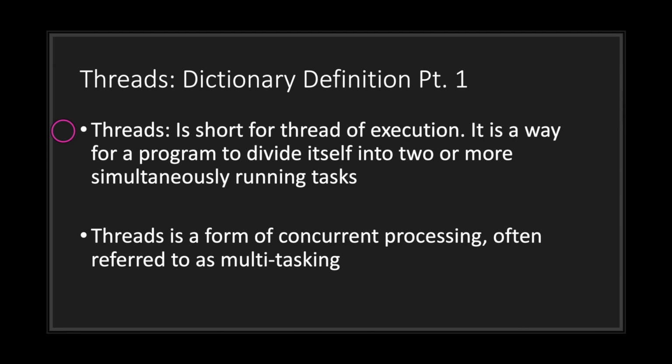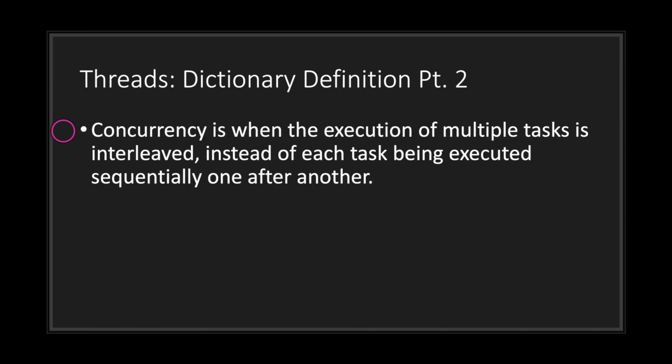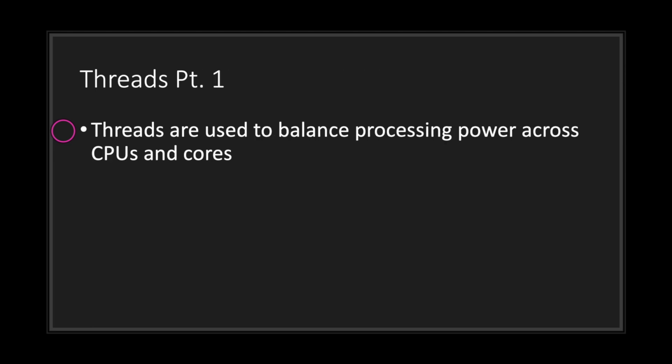Now, threads are a form of concurrent processing, often referred to as multitasking. Concurrency is when the execution of multiple tasks is interleaved. Basically, instead of each task being executed sequentially, it is run concurrently. One thing to keep in mind is that threads are used to balance processing power across CPUs and cores. Basically, when you run a thread, you're running it inside the CPU. And how many tasks can run concurrently is based on the number of cores your CPU has.